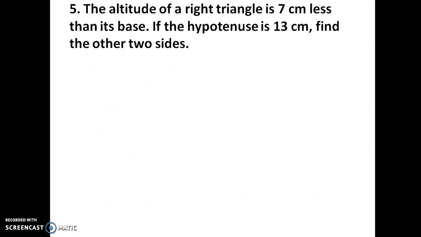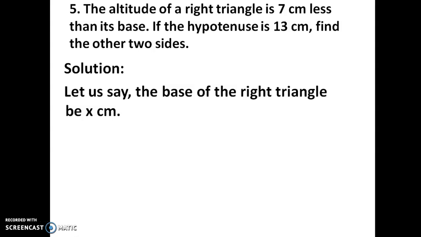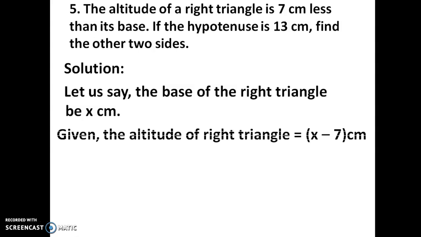Okay. Next problem. The altitude of a right triangle is 7 centimeter less than its base. If the hypotenuse is 13 centimeter, find the other two sides. Okay. So hypotenuse is 13 centimeter and altitude is 7 centimeter less than the base. So let us take base as x. Okay. So in terms of x, we are going to find out altitude. Altitude is 7 centimeter less than x. So altitude is x minus 7 centimeter.